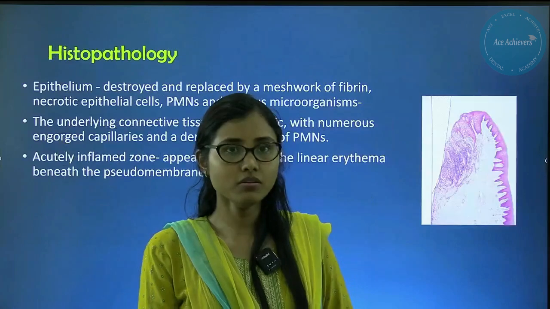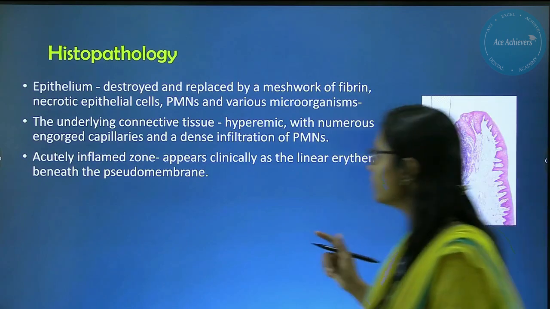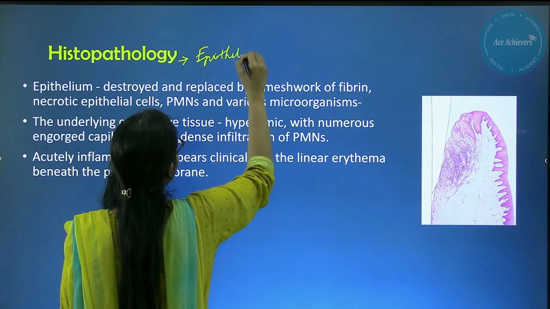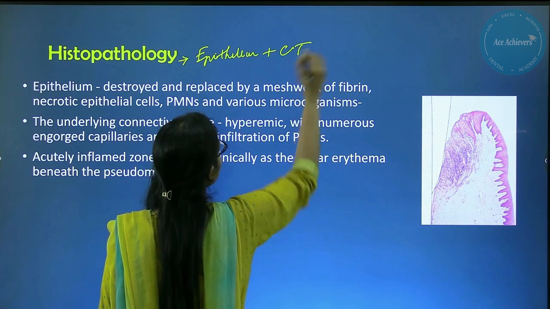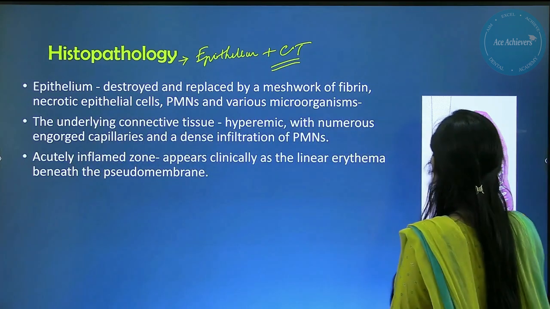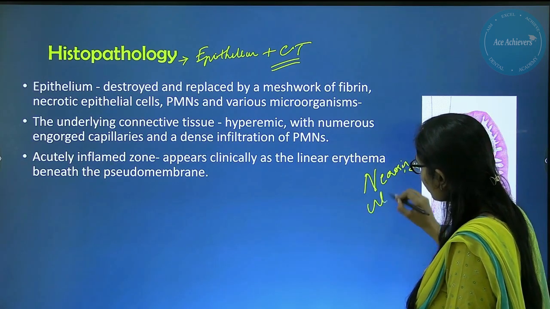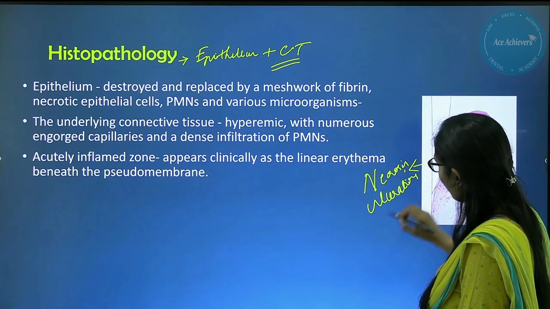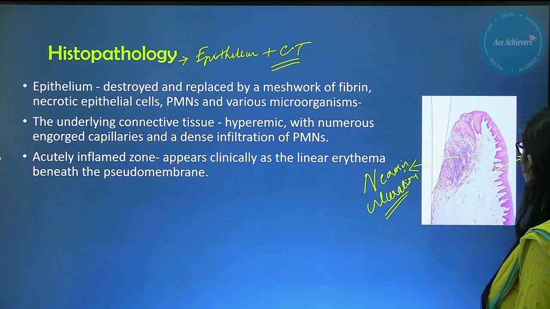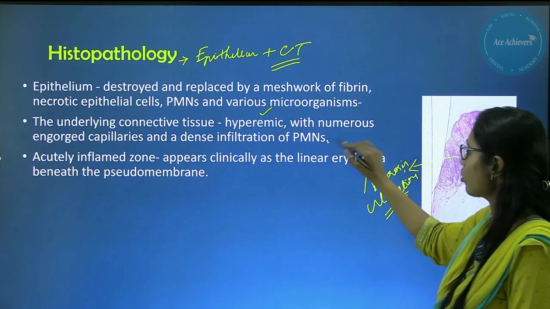Fine. So when I look at the histopathological view of an ANUG lesion, there is going to be involvement of both the epithelium and the underlying connective tissue. In the epithelium, as I've already told, there is going to be necrosis and ulceration of the epithelium. When you see the connective tissue, there are going to be multiple hyperemic areas with engorged capillaries and dense infiltration of PMNs.